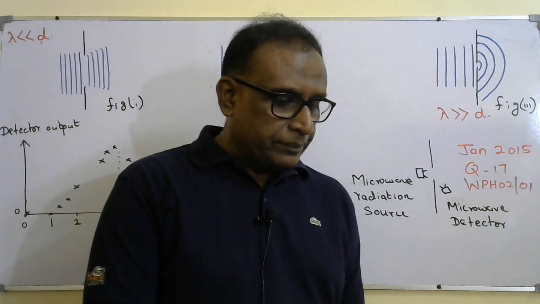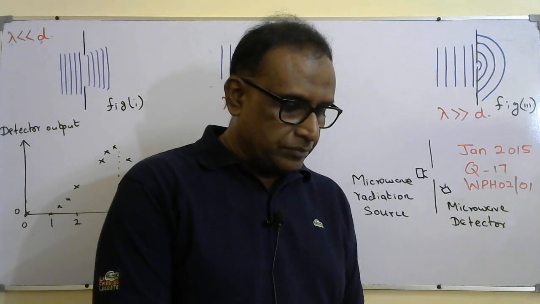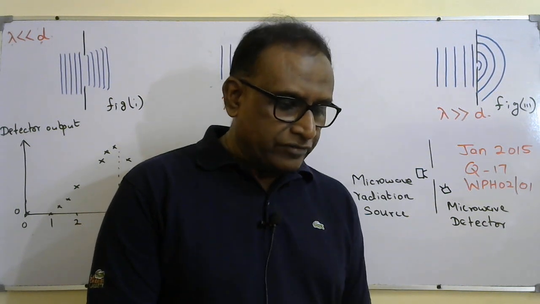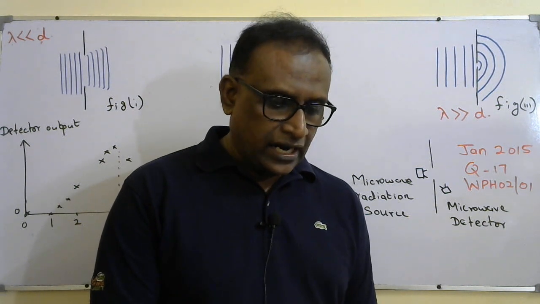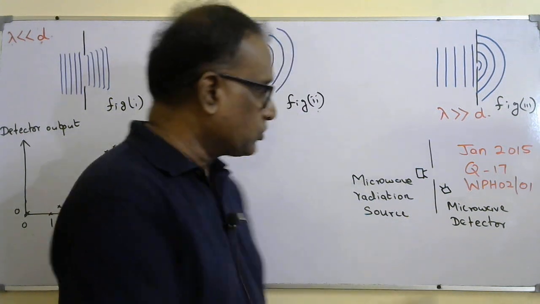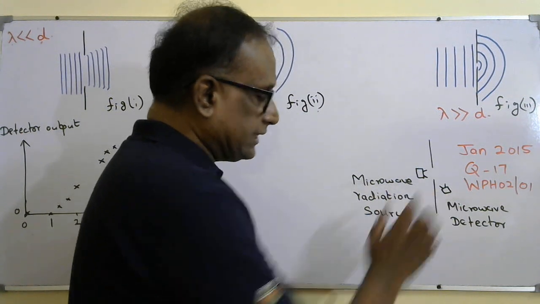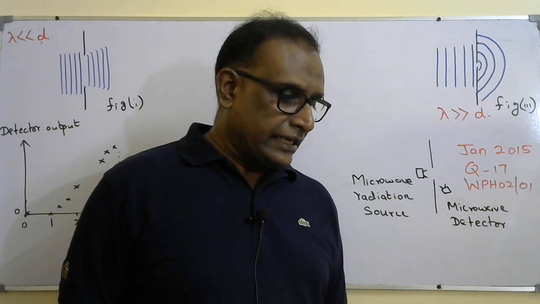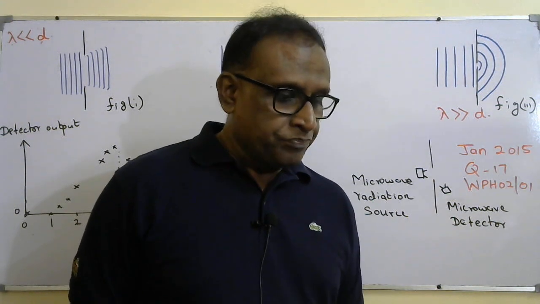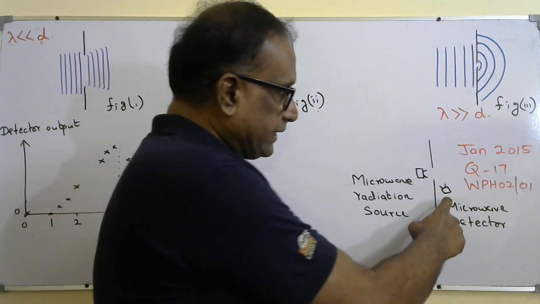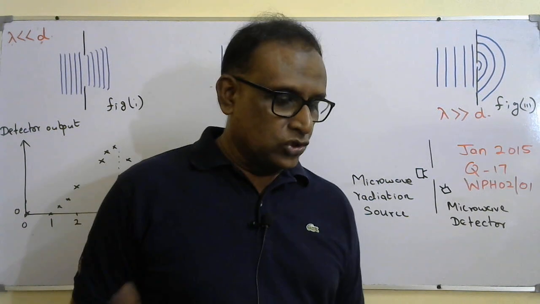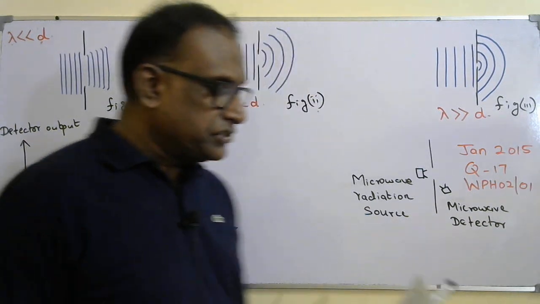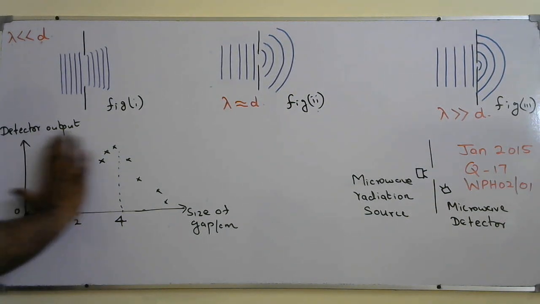So a student is doing a practical. The question says that the microwave radiation source and the detector are left in the same position, so they have no change in position, while the size of the gap between the metal plates is varied. The detector is connected to some output, and the output of the detector and the size of the gap are measured. The graph shows the results. So on a grid they gave this graph.